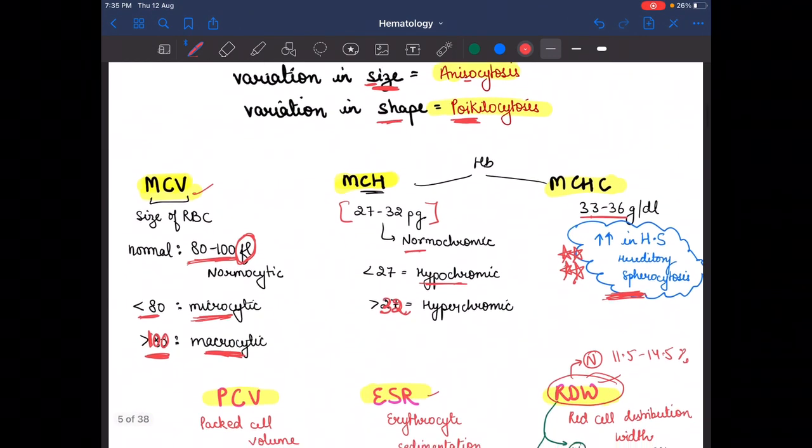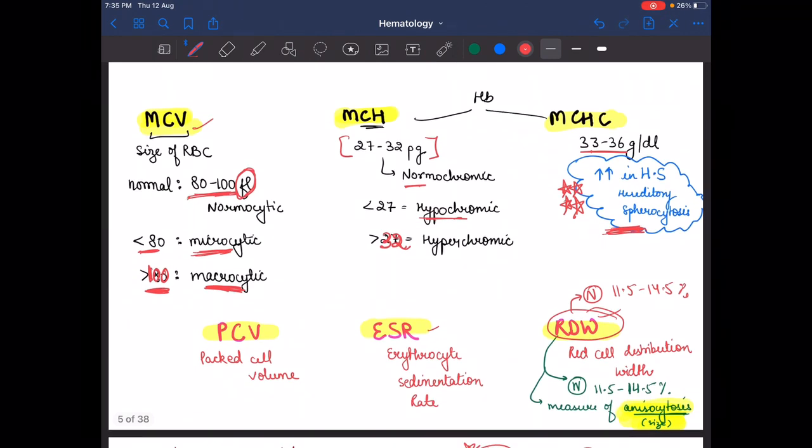Now these are the values which are helpful in finding the condition of microcytic or macrocytic, hyperchromic or hypochromic anemia. MCV represents the mean corpuscular volume. It tells you about the size of the RBC, and the normal size is between 80 and 100 femtoliter. If it is between 80 and 100 femtoliter, we call it normocytic; if it is less than 80, microcytic; and if it is more than 100, macrocytic.